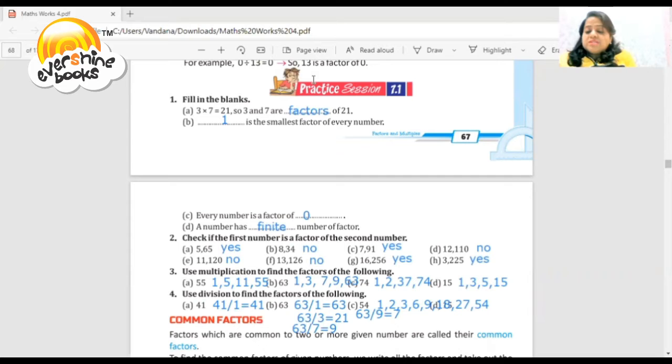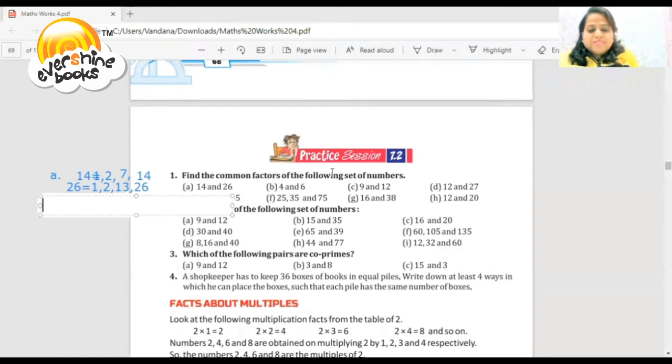So just take out your notebook and do this with me. Students, this is your exercise 1.2. Find the common factors of the following set of numbers. Students, first of all, you have to know the factors of 14. So write here number 14, and 1 is a factor of every number, and 2 is a factor of 14. 7 is a factor of 14 and 14 itself is a factor of 14.